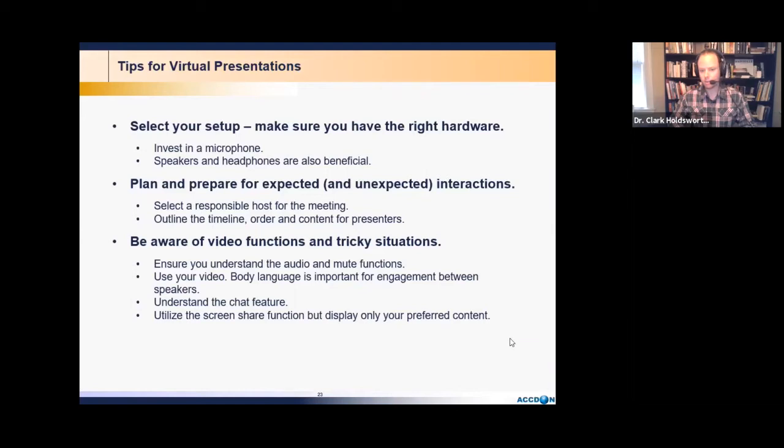Outline the timeline, order, and content for the presenters. This goes into that delay thing. So know when people are going to come in and when you're going to step out. And even if you're doing a panel and you expect to have discussion, know when you're going to have that discussion, at least a little bit. Some of it's going to be spontaneous and it's just going to happen, but know where you'd like to step in and make sure that person knows where you're going to want to step in just a little bit so you can make it somewhat smoother.